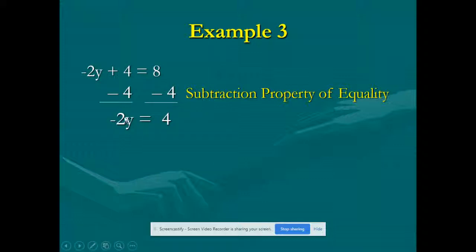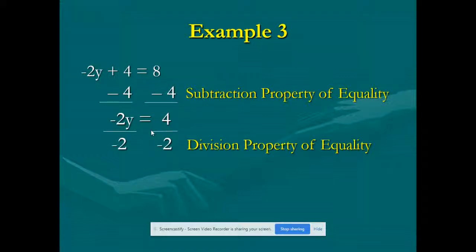Right, what has been done to the y? It's been multiplied by negative 2. So we then have to do the opposite, divide by negative 2. So we divide by negative 2, negative 2. Those two cross each other out, and we're left with y. 4 divided by negative 2: remember, if you're not good with your positives and negatives, put it in the calculator. y is equal to negative 2.